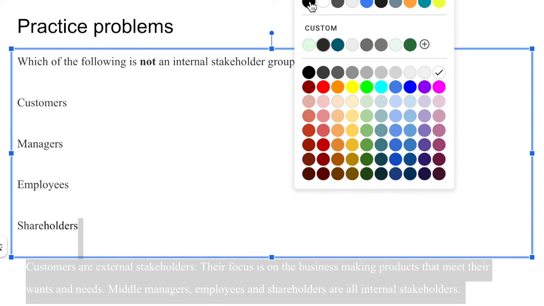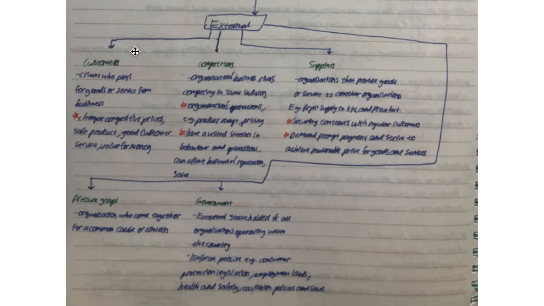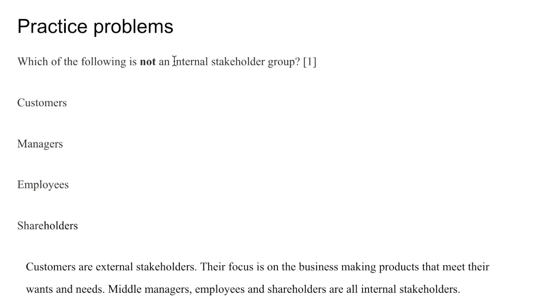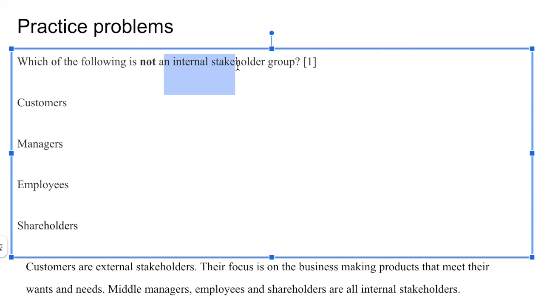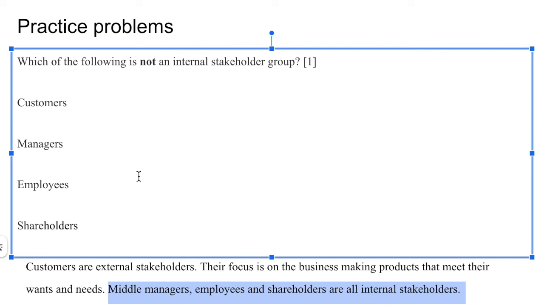It is because customers are external stakeholders. As I mentioned at the beginning of external stakeholders, it's a person, group, or individual, depending on how you see the customers, that pays for goods or services from the business or the company. That is why they are not internal, because internal is defined as people who work within the company. Customers are not working within the company but outside of the company. That is why they're focused on the business, making products to meet their wants and needs. All three of the others are internal stakeholders.